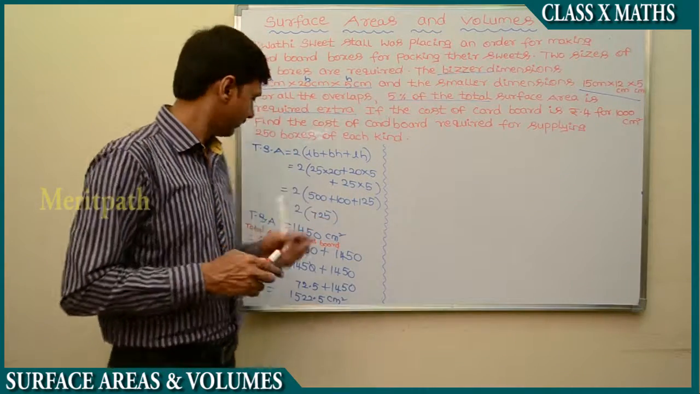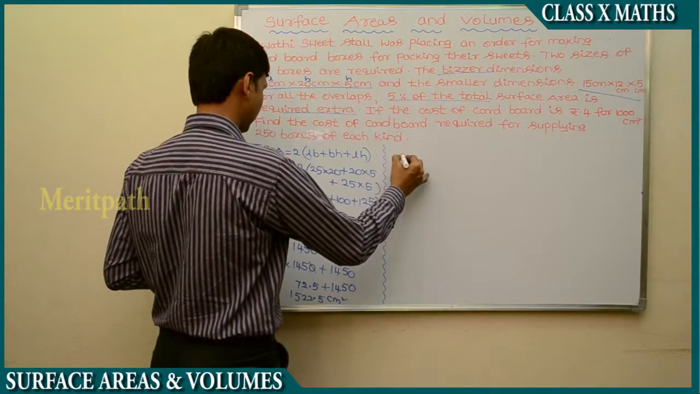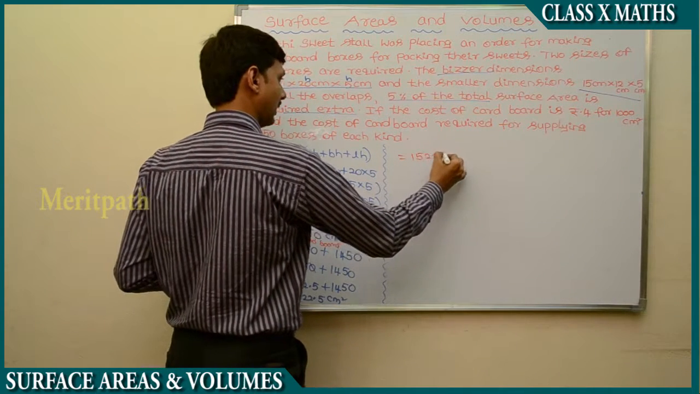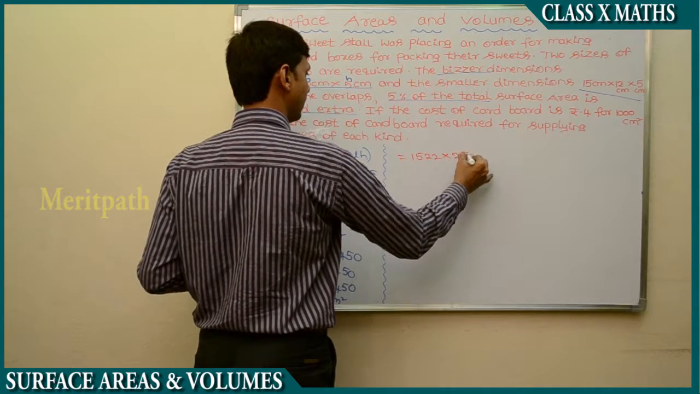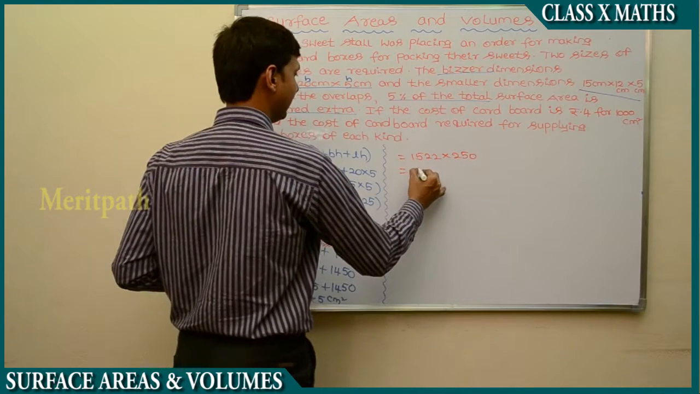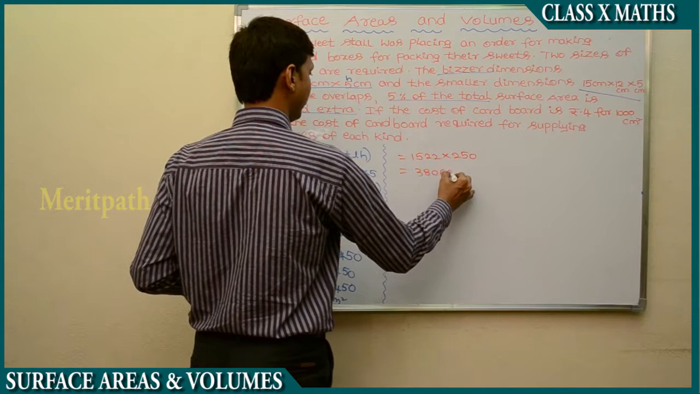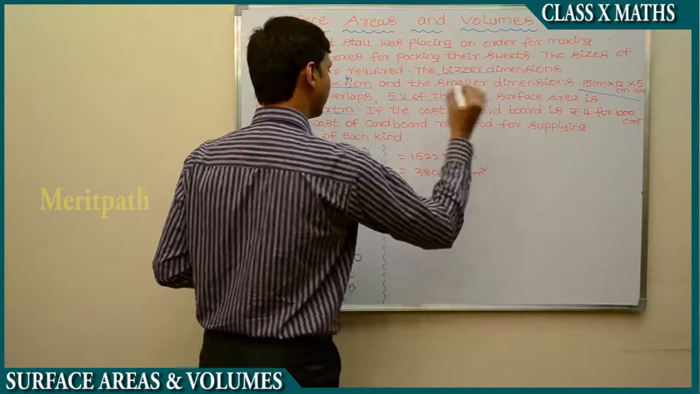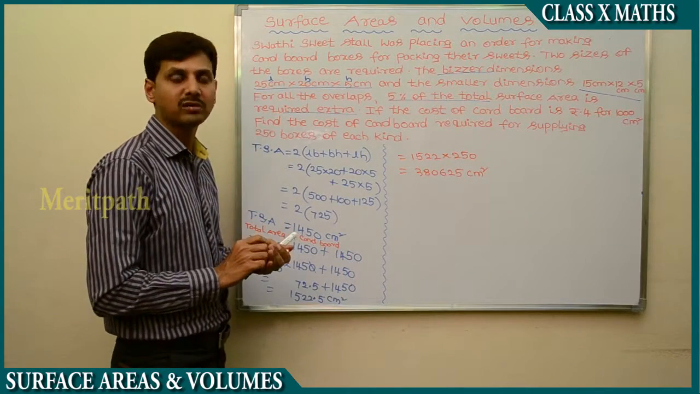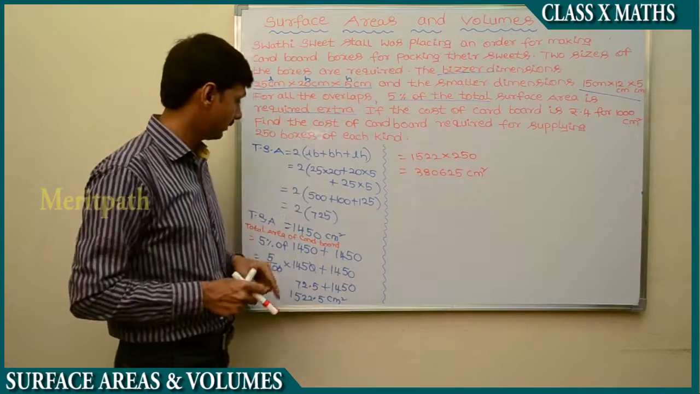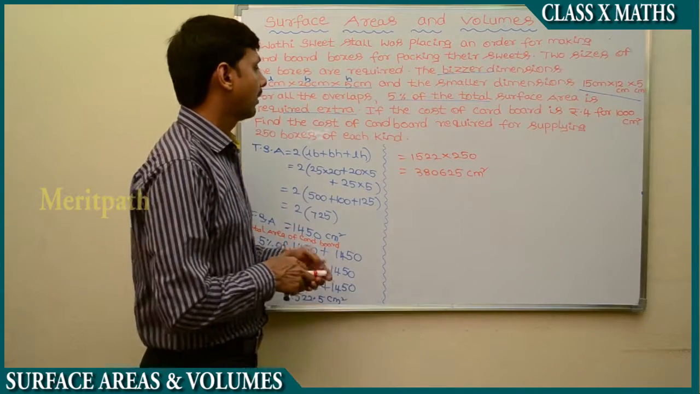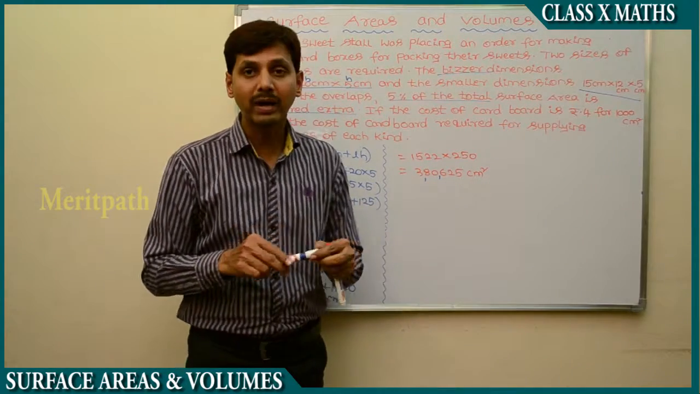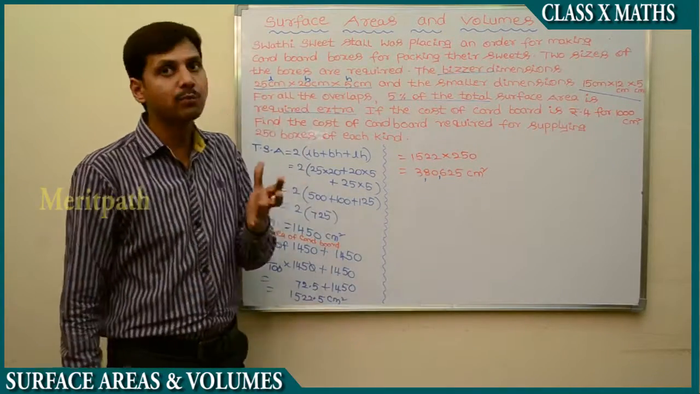But we need 250 boxes, so let's multiply 1522.5 with 250 boxes. We get 380625 centimeters square, so 3,80,625 centimeters square is required for 250 boxes.